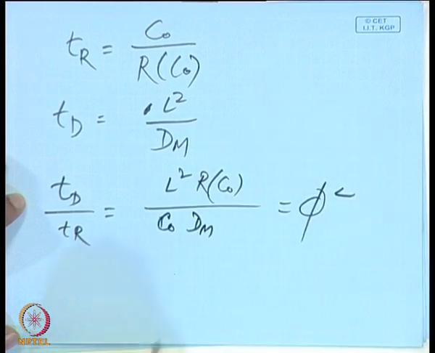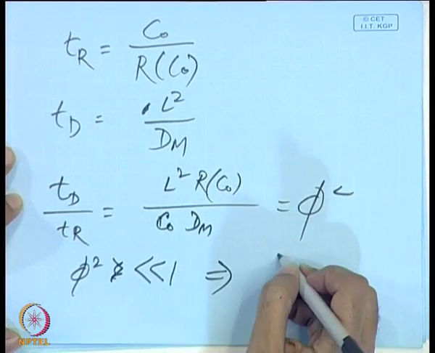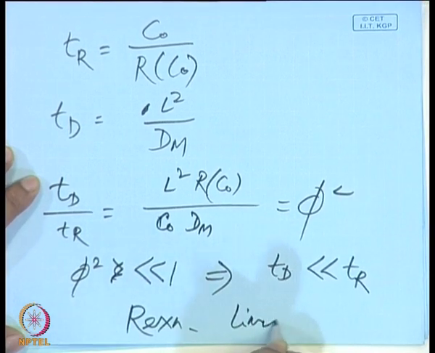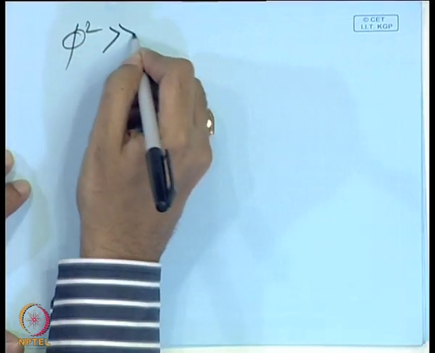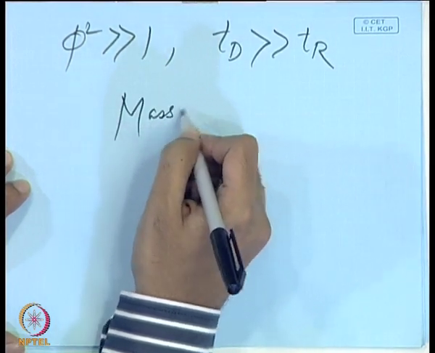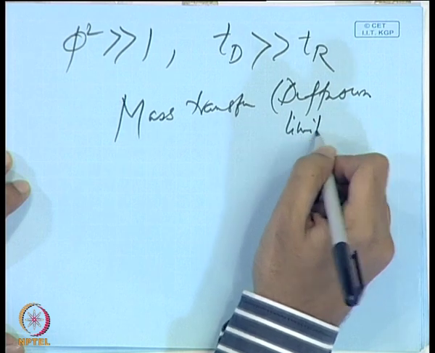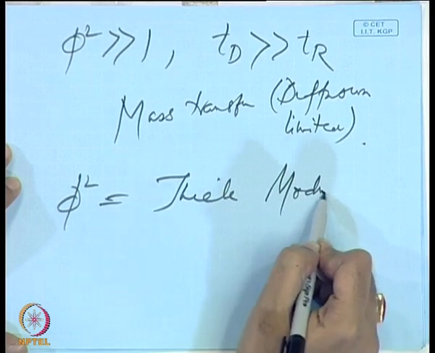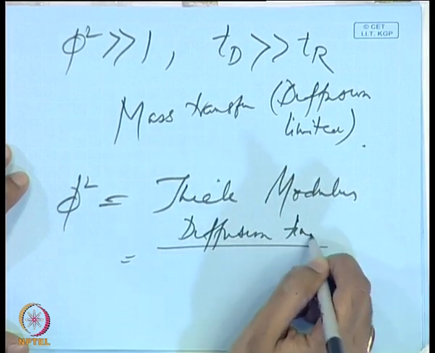This is my Thiele modulus, right. So, for phi square much less than 1, it implies that T d is much smaller than T r, and the system is reaction limited. For phi square much greater than 1, T d is much greater than T r, and the system is mass transfer or diffusion limited. Okay. Now, phi square is a Thiele modulus, which is the ratio of diffusion time to reaction time.